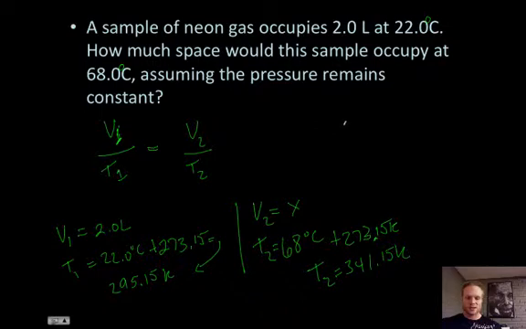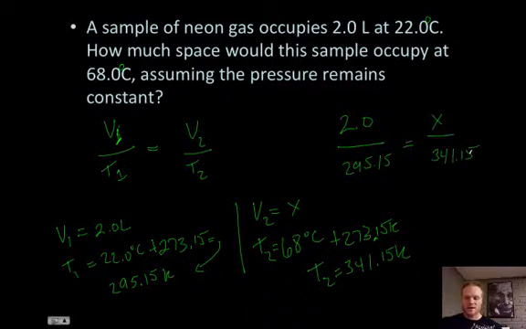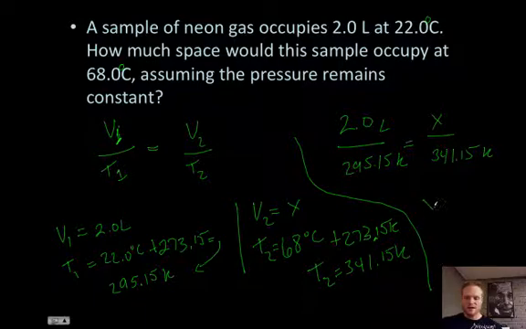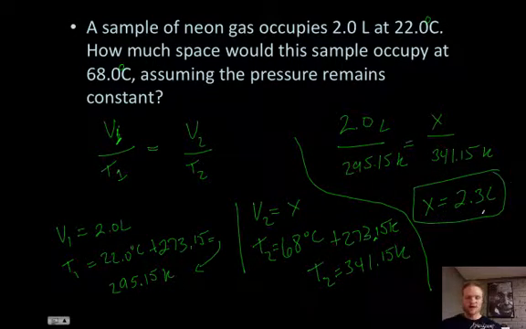Okay, so basically I'm just going to put these numbers into this equation. And so I have 2.0 divided by 295.15 equals X over 341.15. And these are Kelvin, this is liters. And basically, if you just do the math here and cross multiply, X will get you 2.3 liters. And that would be the answer. Okay, so hopefully you have a better understanding of Boyle's law and Charles's law, and you'll be ready to go for the next video, and we'll see you then.